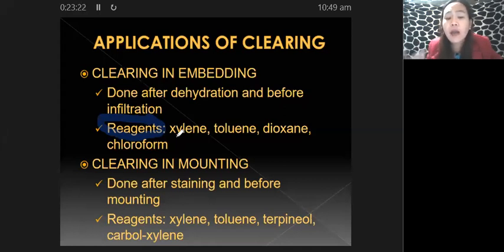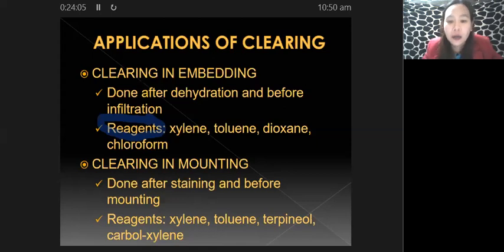All right, so another application of clearing is clearing in mounting. This type of clearing is performed after staining and before mounting, or before cover slipping. And what is the purpose of clearing in mounting? This application serves to make your tissues or your microscopic preparations transparent or translucent. So I repeat, it serves to make your tissues or your microscopic preparations transparent or translucent.